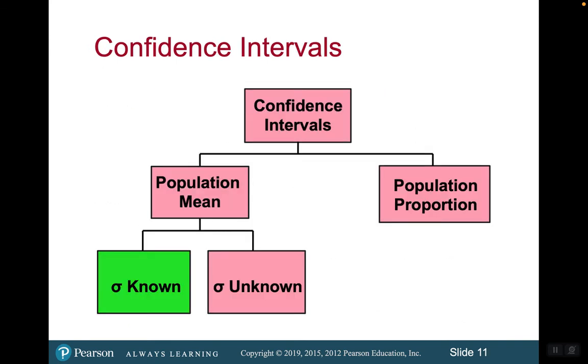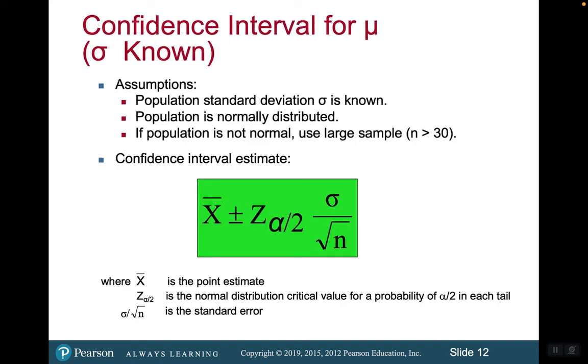All right. So we'll talk about confidence intervals. There's really two different approaches. One is for the population mean, and the two scenarios are if we know the standard deviation versus if we don't know the standard deviation. And then we also have a calculation around the population proportion. So this is the formula.